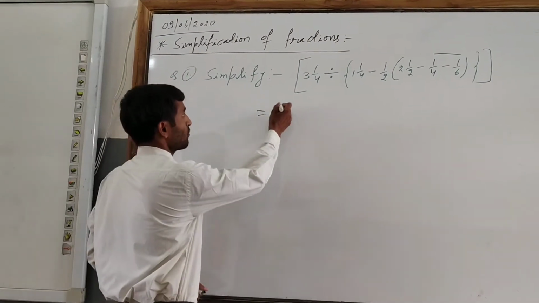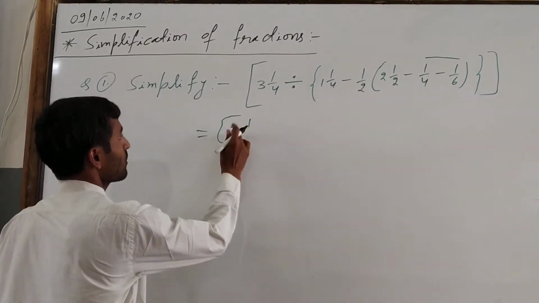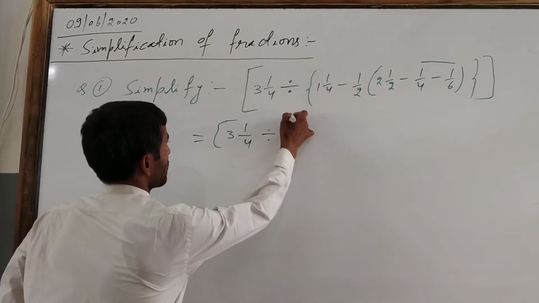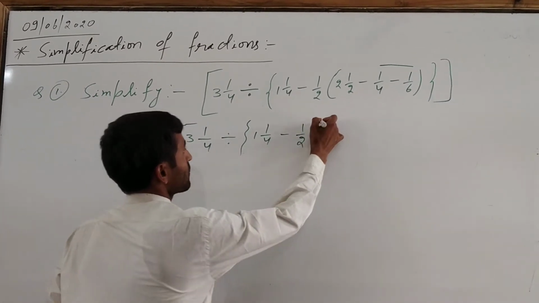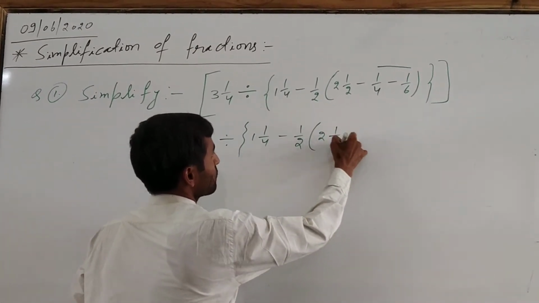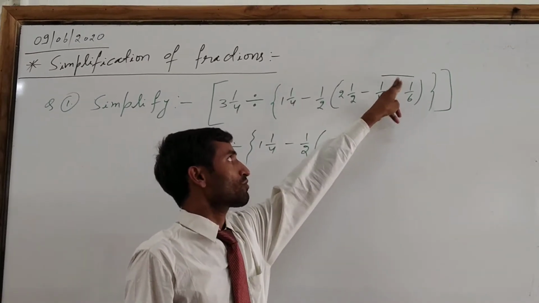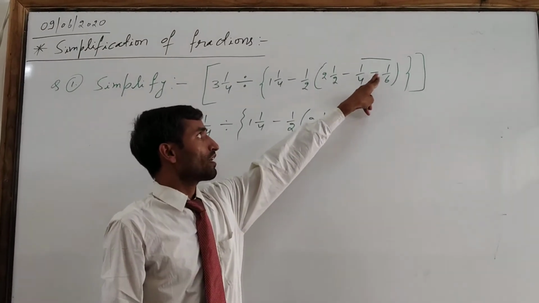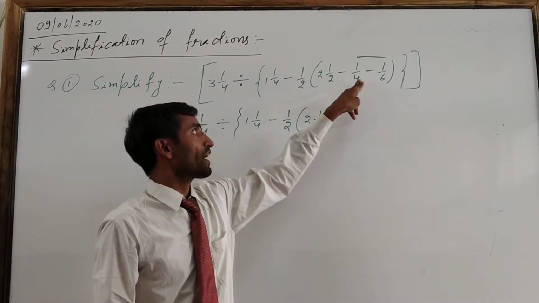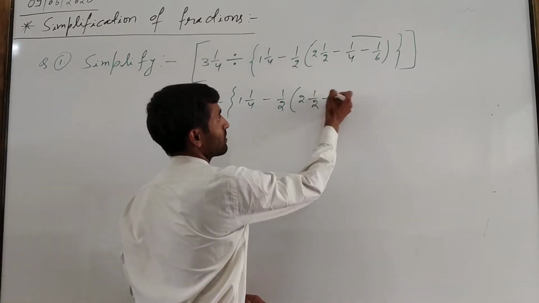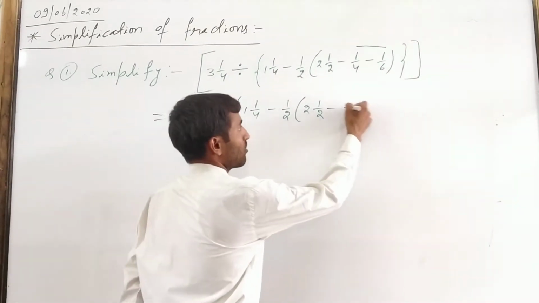So just follow. First step is to write down the big bracket as it is: 3 1 upon 4 divide curly bracket 1 upon 4 minus 1 upon 2 small bracket 2 1 upon 2. In this we have to solve the vinculum first, which means the bar. We have to solve this bar. Under the bar, subtraction is there, so we have to take the LCM of 4 and 6. Put minus as it is, and the LCM of 4 and 6 is 12. So write down 12 here.